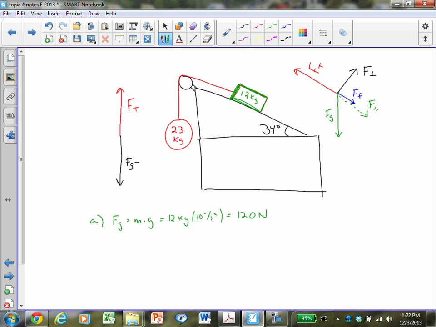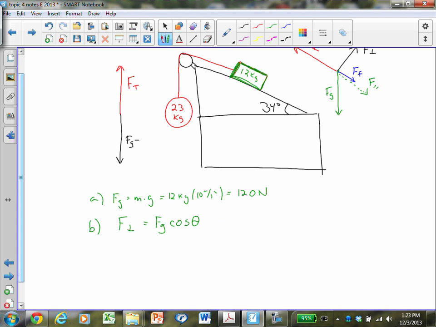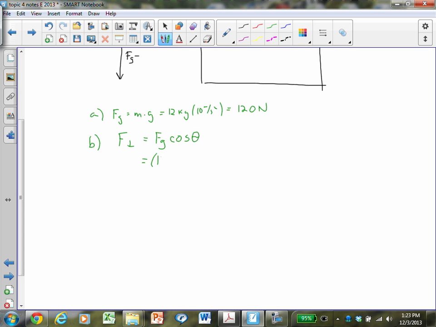What is the normal force supporting the block? Anybody remember the formula for the normal force? Who wants to tell me? Elizabeth? F perpendicular equals Fg cosine theta. What is the theta? It's the angle of the ramp. Right. So that would be 120 newtons times the cosine of 34 degrees, which is 99.5 newtons.